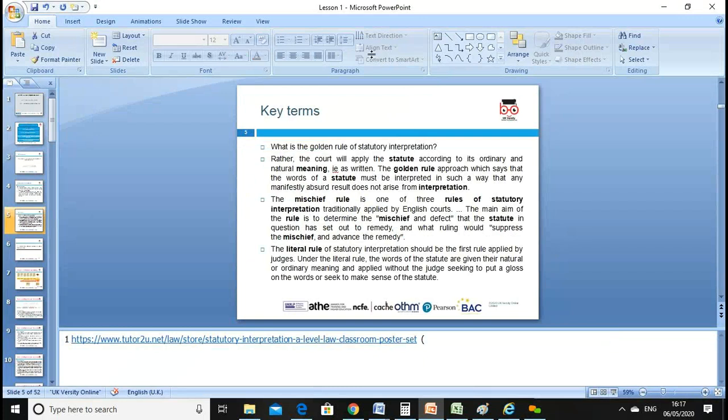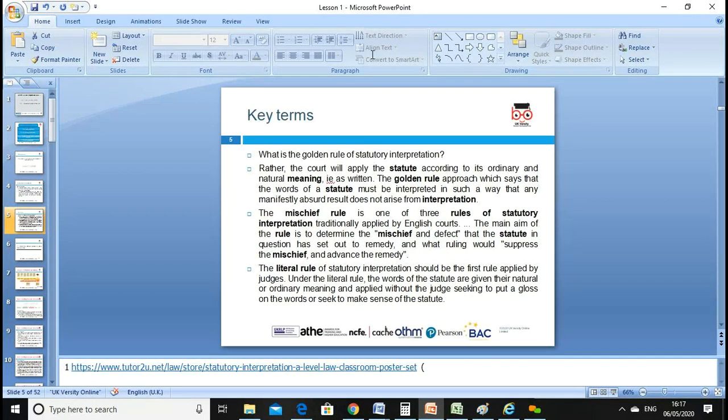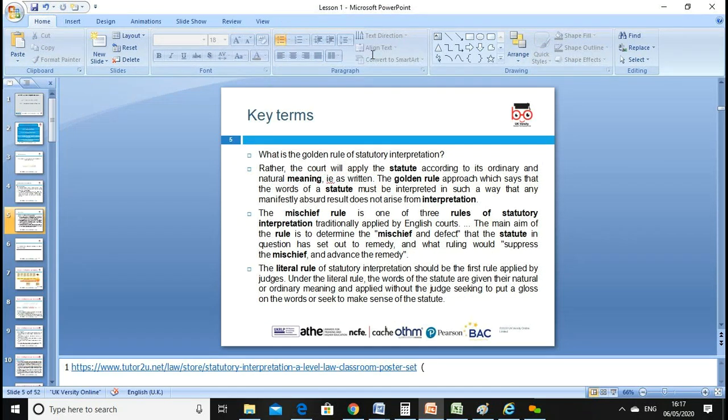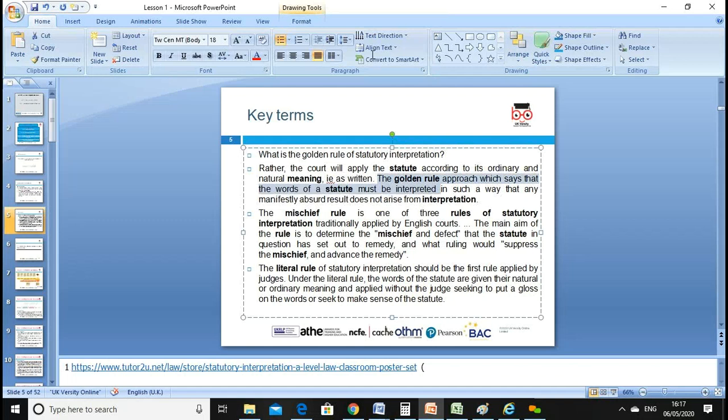Okay, key terms. So first, what is the golden rule? The court will apply the statute, which is law, according to its ordinary and neutral meaning. Is it written, anything written, yes? Neutral meaning, which we normally call traditionally. The golden rule approach says the words of a statute must be interpreted in such a way that any manifestly absurd result does not arise from the interpretation. Yes, is it neutral? Yes, it should be interpreted. Do you get it? What is meant by golden rule? Yes.